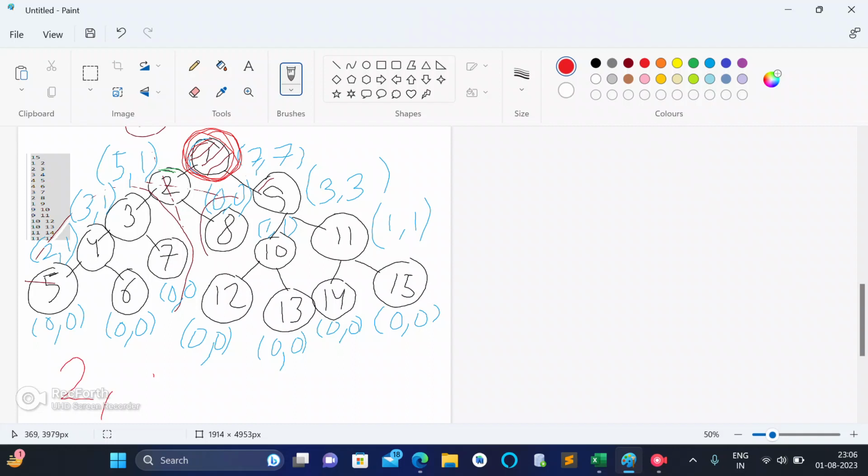I make a call on the left child, that is 2, and I will make a call on the right child, that is 9. The most important thing is how I make a call on the left child and the right child.